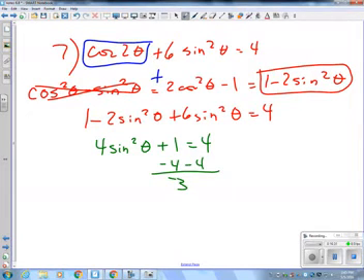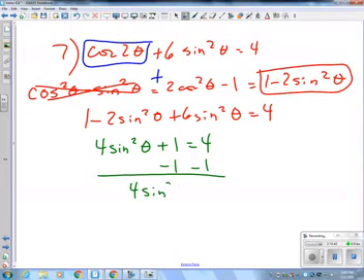So sometimes solving by hand when there's a middle term missing might be the better way to go, because it works every time with no middle term. So we're going to take 1 away from both sides, and that's going to give us 3, and we're going to divide by 4. And that's going to give us sine squared of theta equals 3/4.